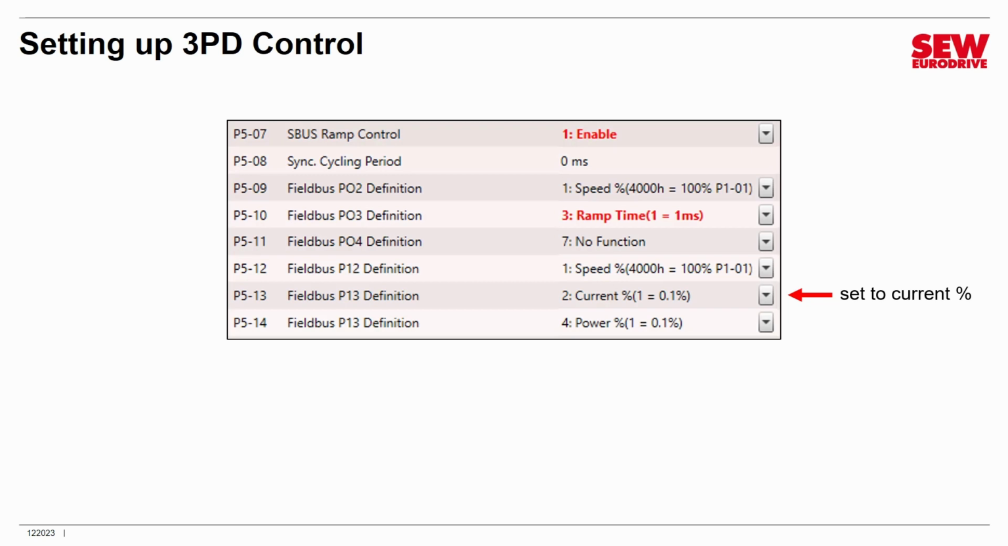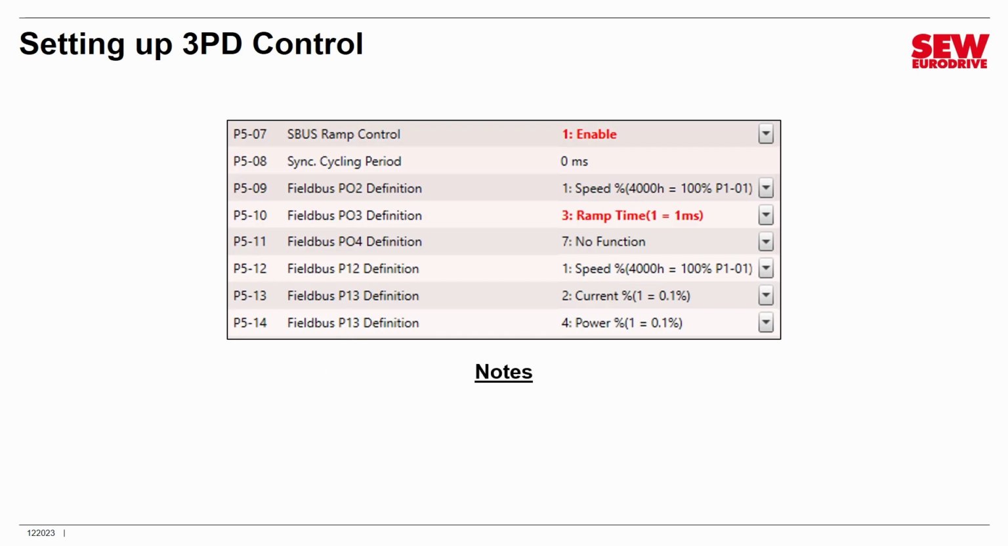Current is a percentage. And we can't turn off process input word 4, parameter 5-14. It just defaults to power, so we're going to ignore it. So it really doesn't matter what you set it to. We're not even going to be working with it. And yes, if you notice that, there is a typo in LT shell. Parameter 5-14 should be process input word 4, not 3.